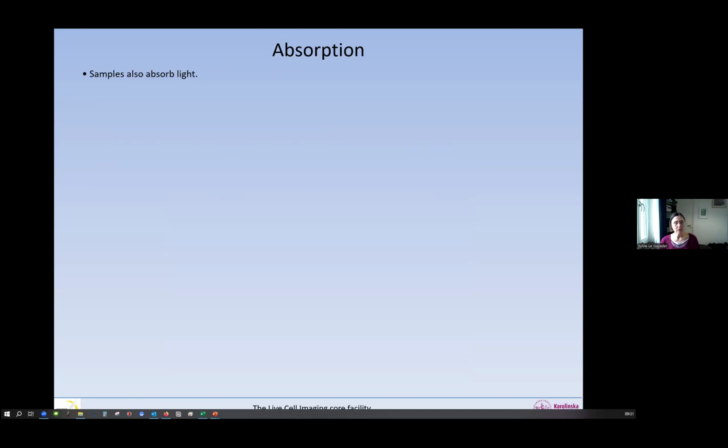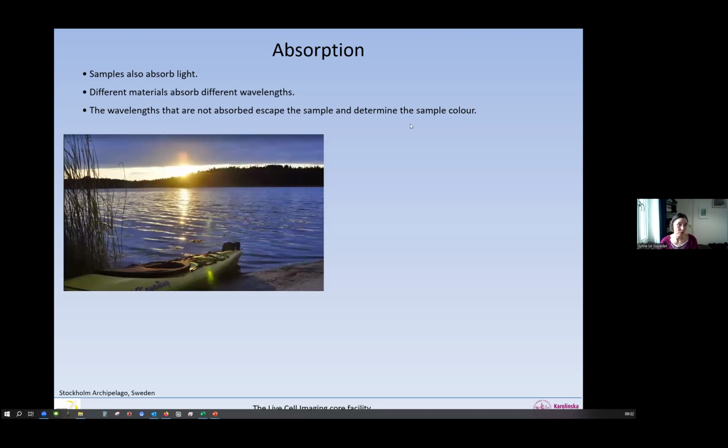Another thing to consider is absorption. So some samples absorb light very often, not always, but some very often. And different materials absorb different wavelengths in a different way. So the sample will absorb some of the light, and the rest is going to escape the sample, whatever is not absorbed. And this is what determines the color of the sample. The light that is not absorbed.